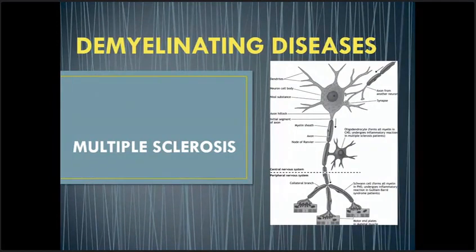Our lecture today is demyelinating diseases. Demyelinating diseases occupy a unique place in neurology owing to their frequency, tendency to strike young adults, diversity of manifestation, and regarding the pathogenesis. The most common of the demyelinating diseases is multiple sclerosis.